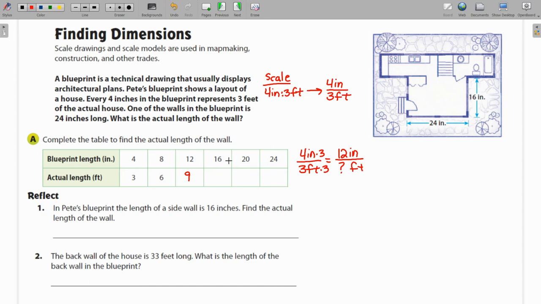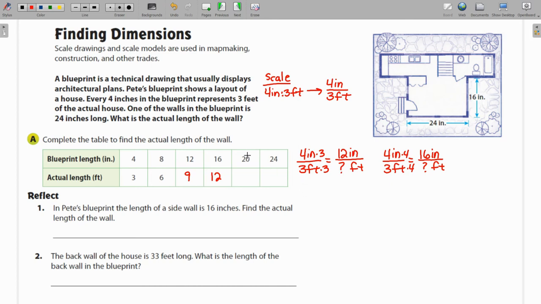In my next step, I'm going to try to figure out how many actual feet there are for 16 inches of blueprint. So once again, I use my scale. I'm going to say 4 inches for every 3 feet. I'm going to set that equal to, and since we're trying to figure out how much the actual length is in feet from 16 inches of blueprint, I'm going to put that 16 inches on top. And then I'm going to put my question mark with feet on bottom. Now, when you look at this, we have 4 inches. We want to convert that into 16 inches. So in order to do that, I would need to multiply this 4 inches by 4. Since I'm multiplying the numerator by 4, I multiply my denominator by 4. So 3 times 4 is going to give me 12 feet. So I need to put a 12 here with this 16.